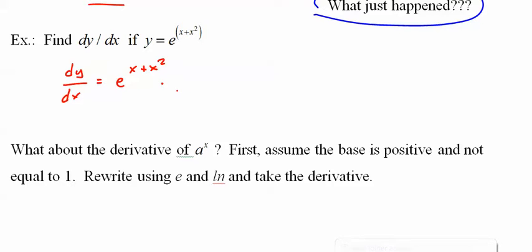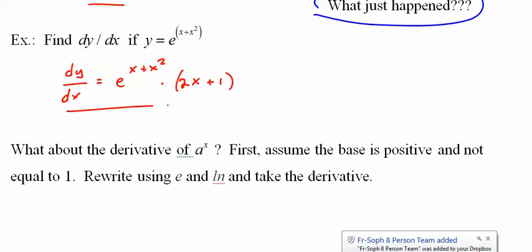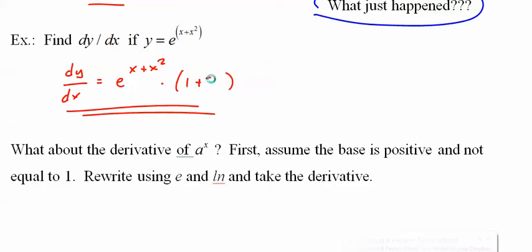And then you just look at the chain rule. 2x plus 1. Done. If you are upset by that, I could write it as 1 plus 2x. I like 2x plus 1. So really, that's it. I wish I had more to go.